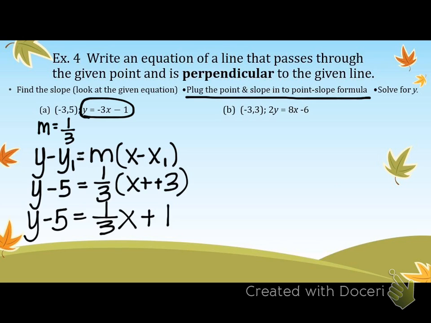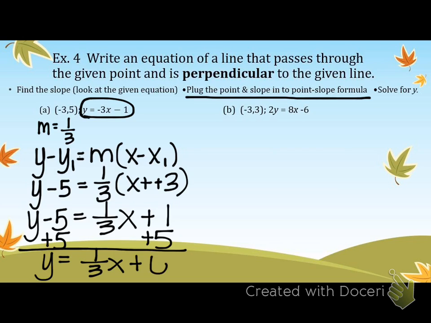Now, Anthony, what can we do to finish this problem? Now we can move that 5. And again, be careful. Make sure you're adding 5 to its like term. So y equals 1/3 x plus 6. So this equation and their equation, if we were to graph them, would be perpendicular. How do I know? Because their slope is -3, our slope is positive 1/3.